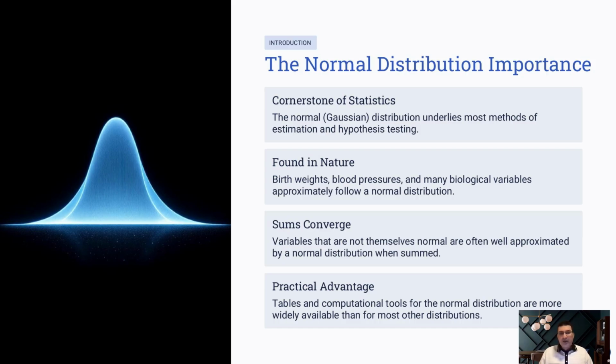And here's something really powerful. Even if a variable isn't normally distributed to begin with, when you start combining or summing values, the result often starts to look normal. That turns out to be incredibly useful because it lets us apply all the tools and techniques we've developed for the normal distribution in a wide range of situations.